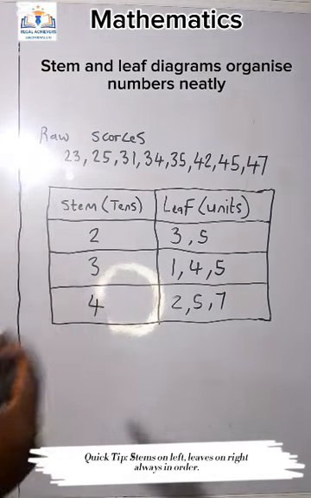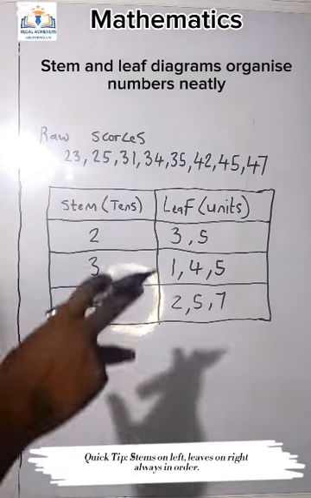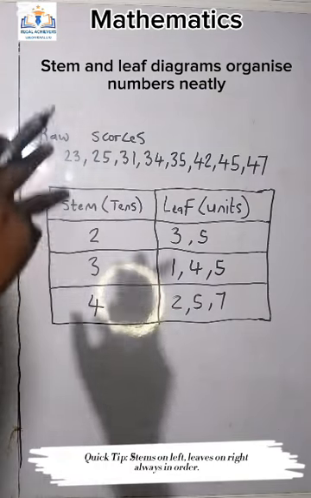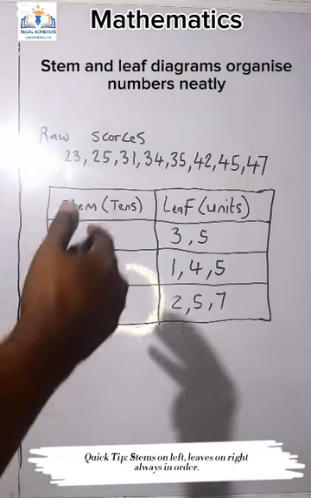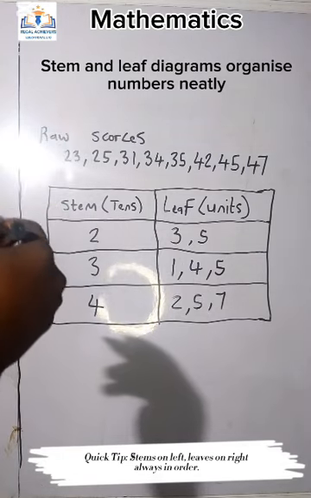Now, most times stem and leaf diagrams are used to organize numbers neatly. You can see how neatly these numbers have been arranged. Okay, so now from this table we can also talk about the smallest value.